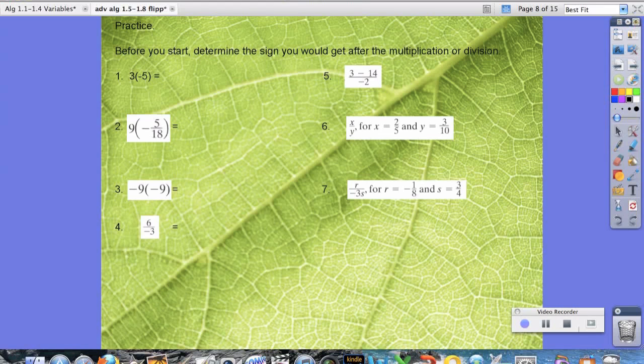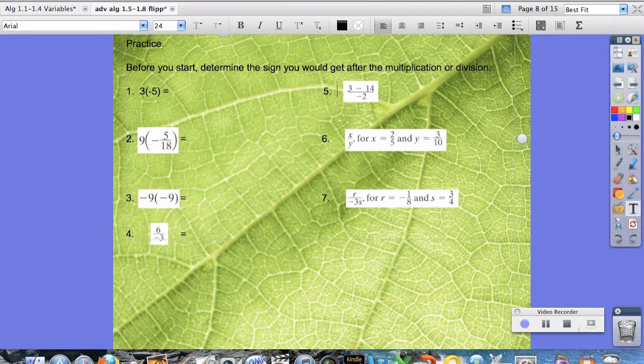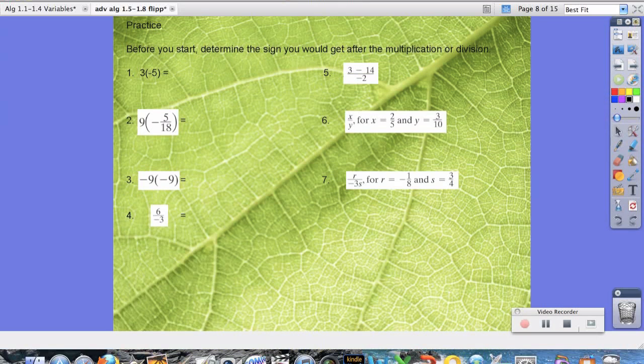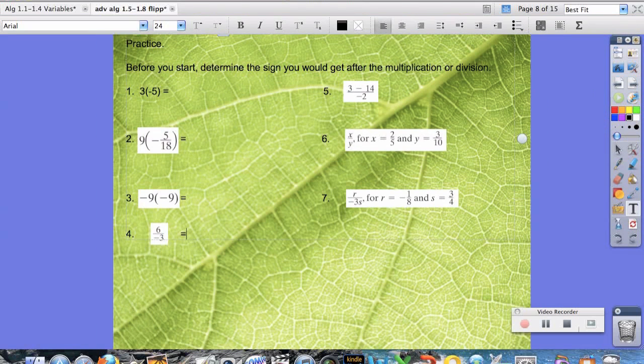Number 1 is 3 times negative 5. So first of all, we're going to check signs and then do the multiplication. So 3 times negative 5, are they the same sign or different sign? They're different, so your answer will be equal to a negative number. So we have negative, and then 3 times 5 is 15.